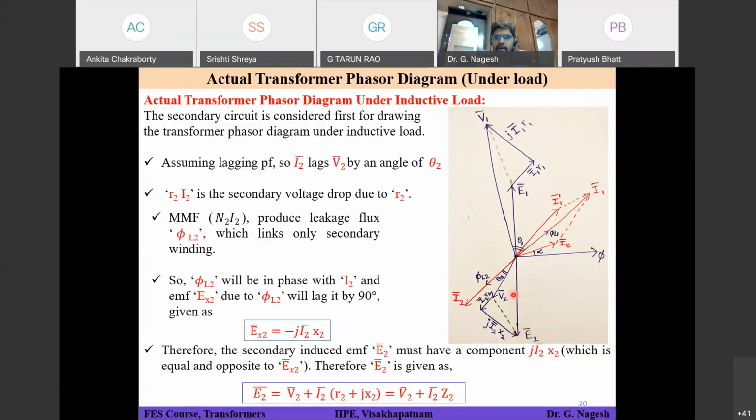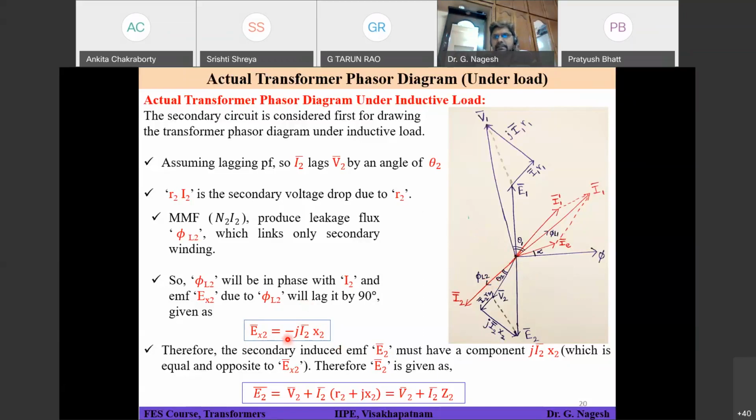Right. Now the leakage flux phi L2 will also develop a voltage which should lag phi L2 by 90 degrees. That means it should come somewhere here. I have not shown it, but it should come somewhere here. Correct? 90 degrees lagging with respect to phi L2 means it should be here. Right. So that phasor will be EX2.